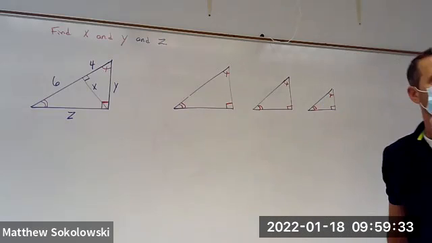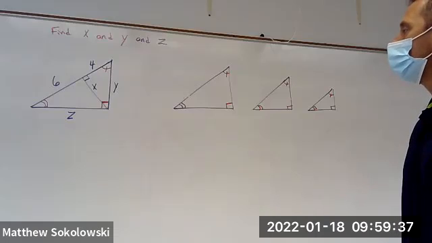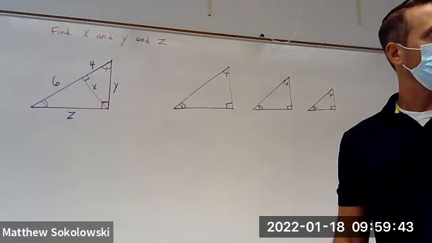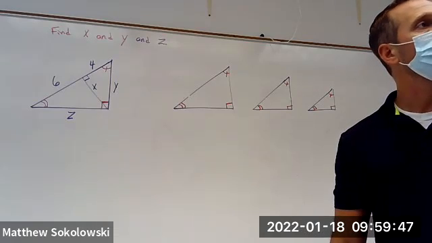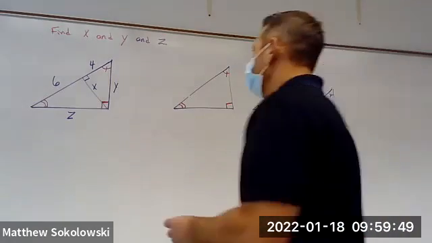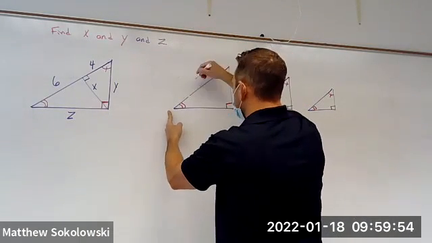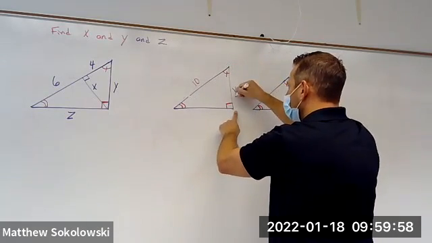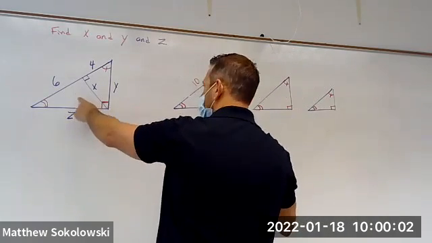Okay. For the medium triangle, the double is on the top. No, I'm drawing them all the same way. I'm gonna flip that triangle around. Okay. So in the big triangle, what's the hypotenuse? 10. What's this side on the bottom? Z. All right, now this is the medium-sized triangle.